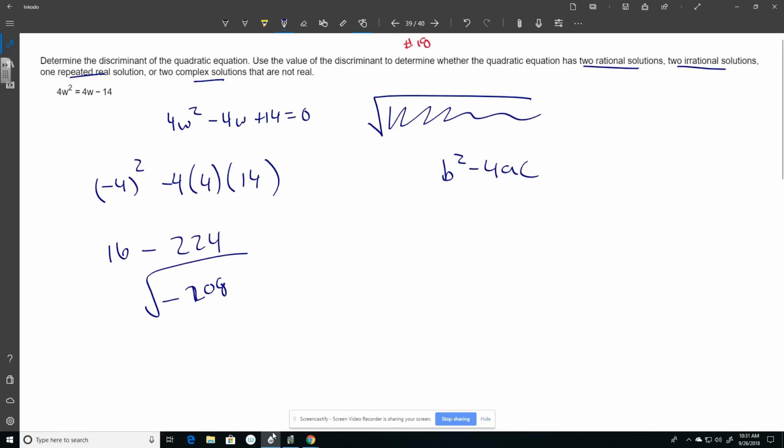And that means that, because it's a negative, I have no real solutions. So rationals don't work. Irrationals aren't going to work. Repeated real doesn't work. The only possible one is two complex solutions that are not real. And that's it. That's your answer.